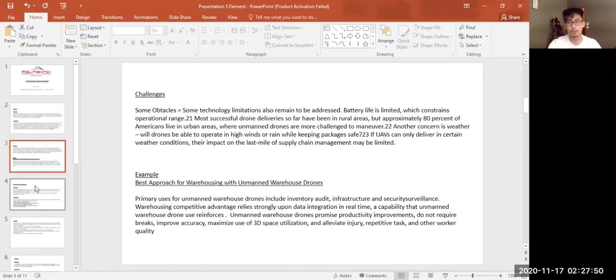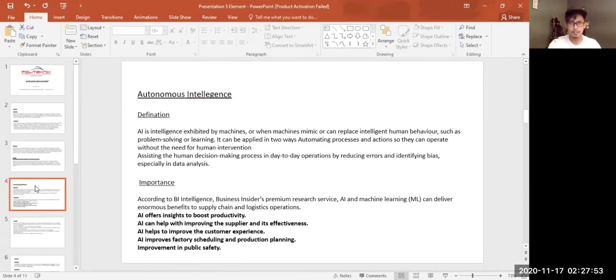So we move to the next. Next is autonomous intelligence. Autonomous intelligence definition: AI is when a machine mimics or can replace intelligent human behavior such as problem solving or learning. Autonomous intelligence can apply in two ways, automating processes and actions, and they can be operated without the need of human intervention.